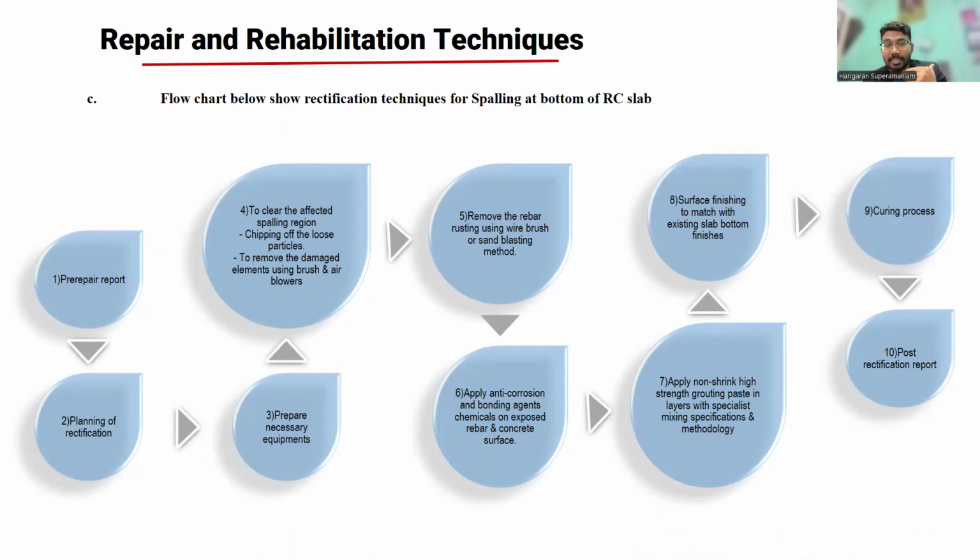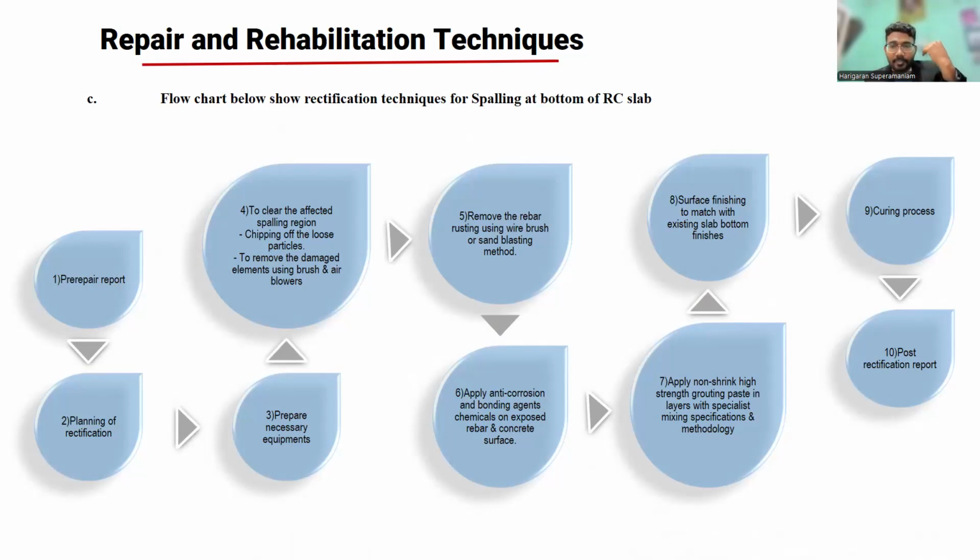If possible, we can carry out non-destructive tests like ultrasonic and rebound hammer tests to identify the actual strength. Then we have to clear up, prepare all the necessary equipment, clear all these loose and broken particles of the concrete, and then we have to remove all the rusting from the rebar, either by using a wire brush or the sandblasting method. Then once everything is cleared up, we have to use blowers or other means to clear up all the loose particles. Then we apply anti-corrosion agents to prevent the spalling from happening again.